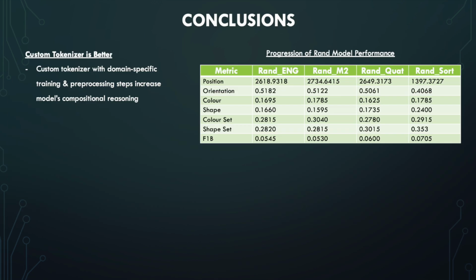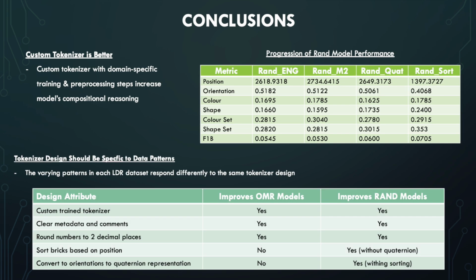The main findings from this research effort are as follows. Using a custom-designed tokenizer with domain-specific training and pre-processing steps will increase a transformer's ability to interpret an object's 3D composition. This is evident from the gradual progression of model performance from the baseline English tokenizers. The exact optimal design of the tokenizer is not only dependent on the training data type, but also the patterns within the dataset. The simpler and larger RAND dataset responded well to the additional pre-processing steps individually, but the more variable OMR models only demonstrated better performance from a custom tokenizer.